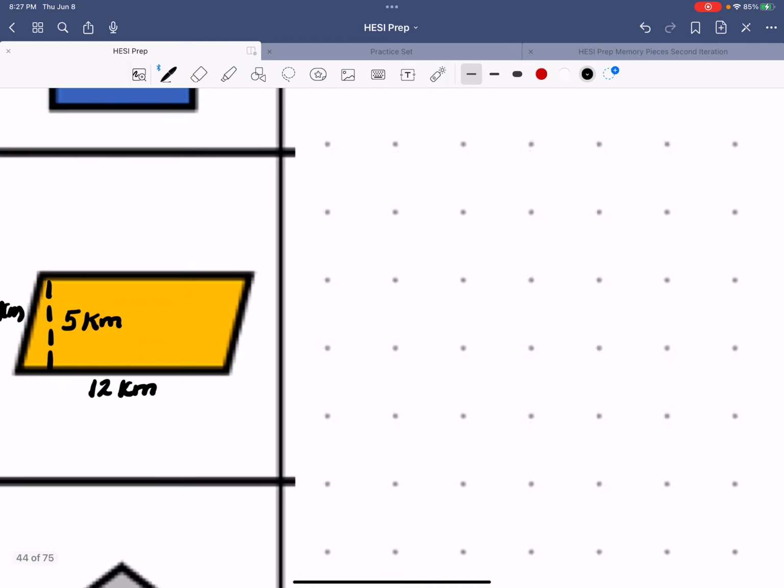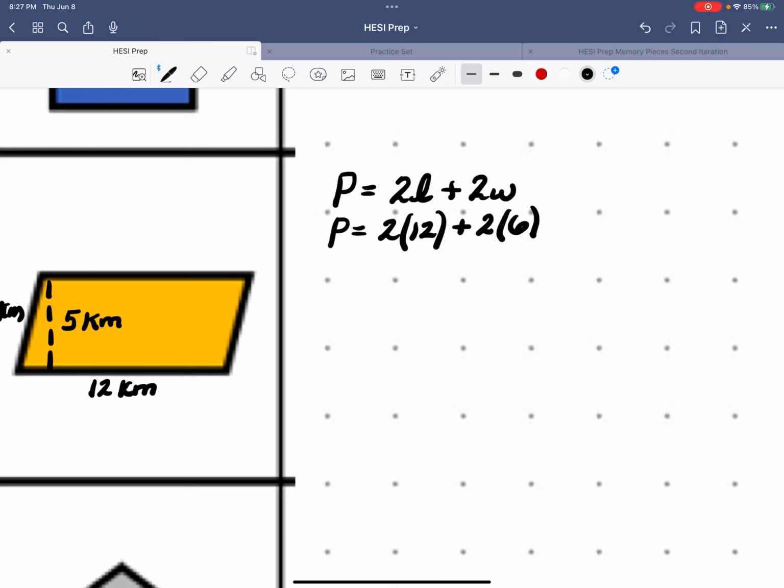So to get the perimeter of a parallelogram, you can use the same formula that you did for a rectangle, because we have 2 of the long sides and 2 of the wide sides. The height is inside, so it's not going to count in this fence that goes around. There's 24 plus 12. So perimeter for this given one is 36 kilometers.